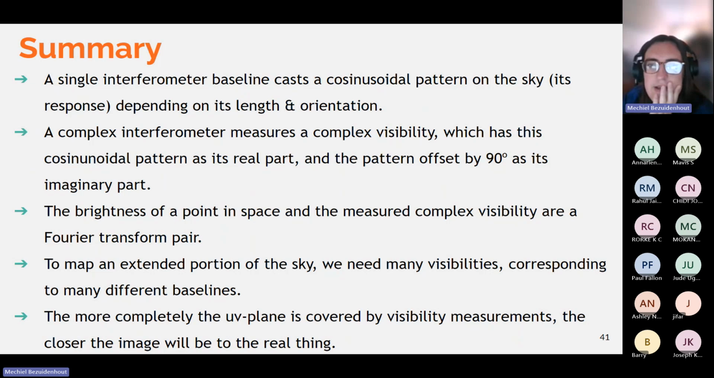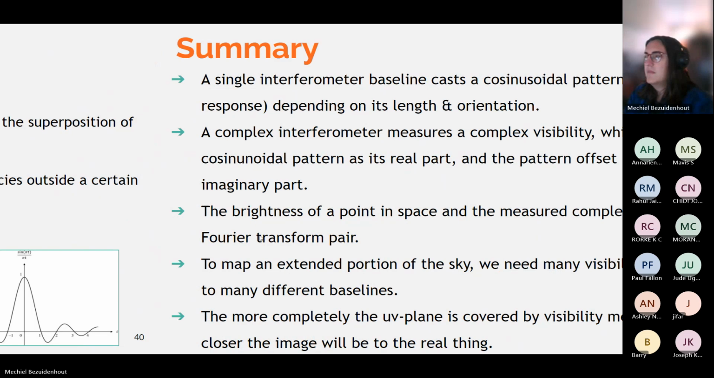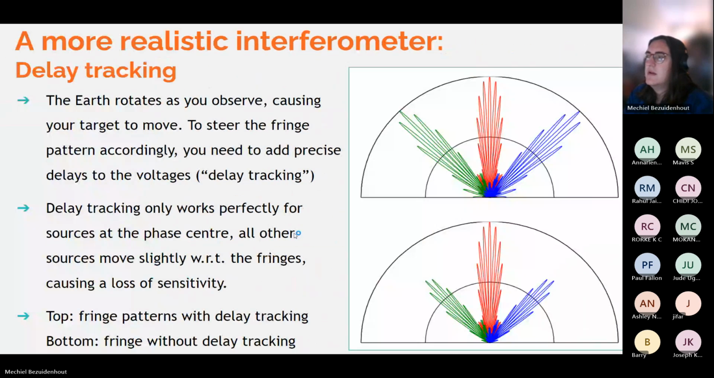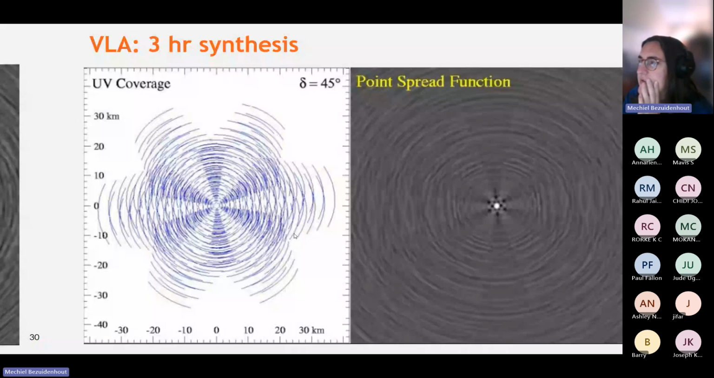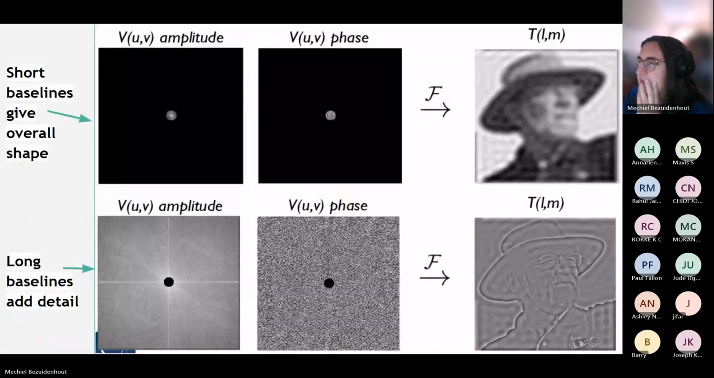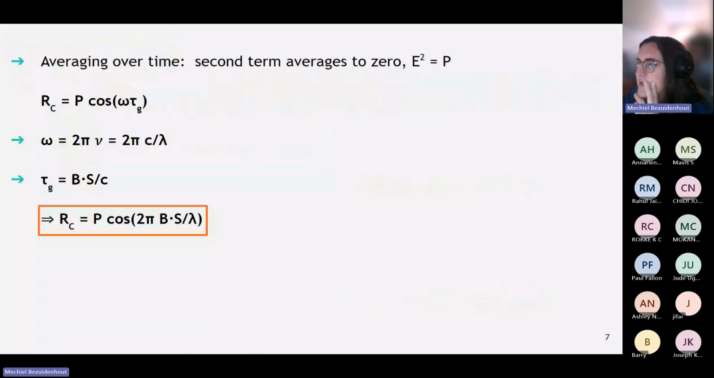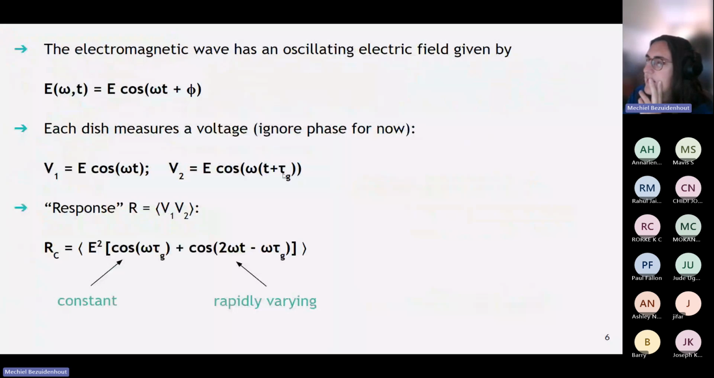So Raul asks, why do we have the term plus tau g instead of minus tau g? Yeah, okay, so let's go back there. So this is when you do the response for a single baseline. One voltage is offset by a factor tau g.